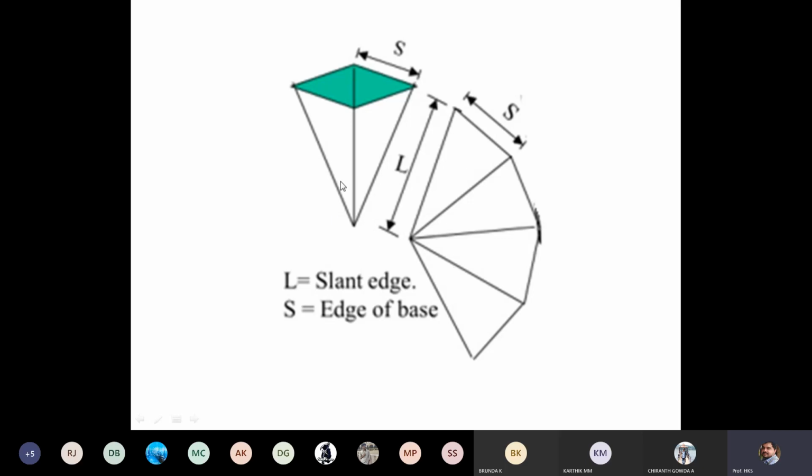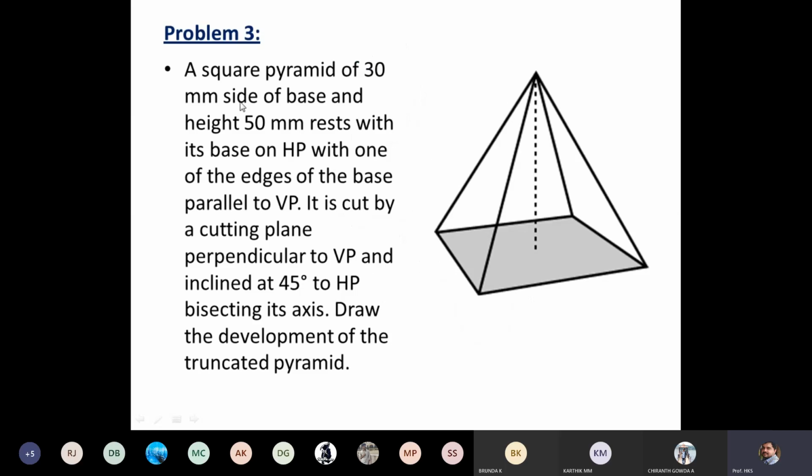Otherwise, we are going to pass a cutting plane, then take the corresponding cutting points, and by making use of those corresponding cutting points, we are going to do the development. That is a different procedure that we will see by looking at a problem.